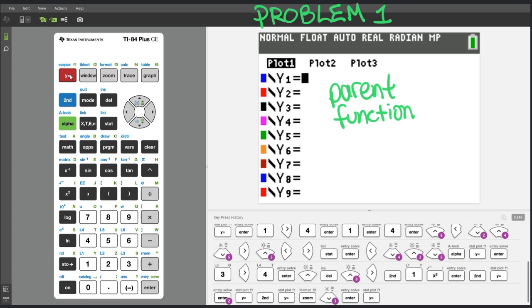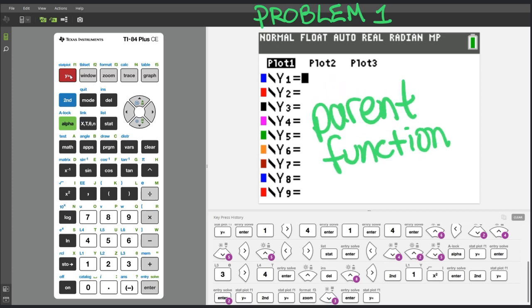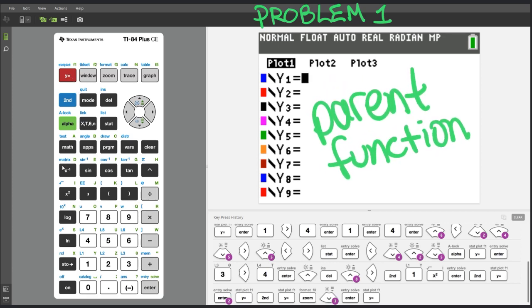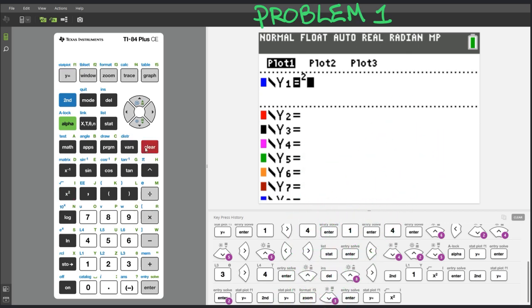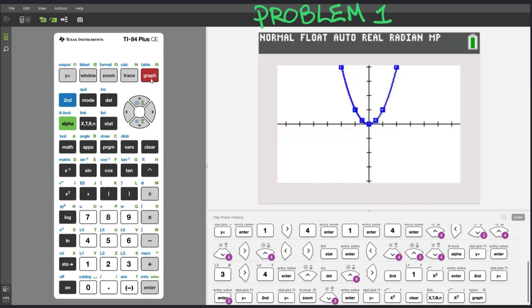The next thing that we'll do is enter the parent function. And a parent function is just like the main function that gives us the shape that we want. So y equals x squared, x and then squared. And sometimes we see this as f of x equals x squared in algebra. And then we press graph. We don't want to press zoom 6 there because it will reset our window. But then notice how that equation that we just entered fits all that data wonderfully.